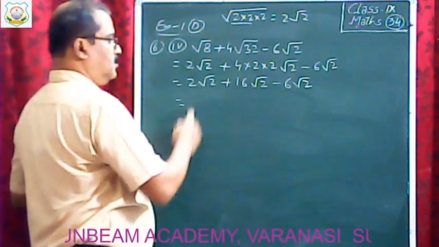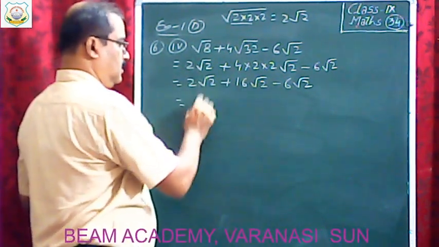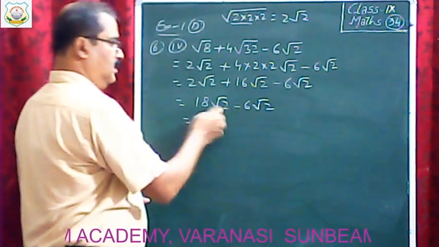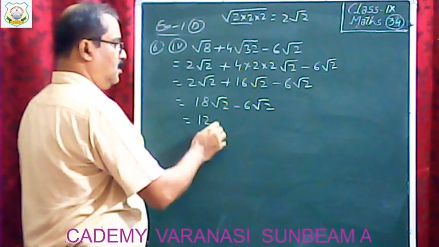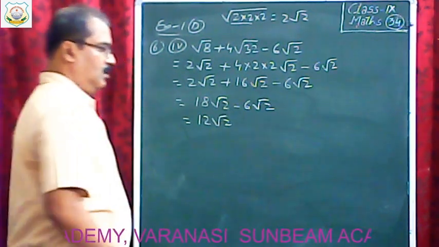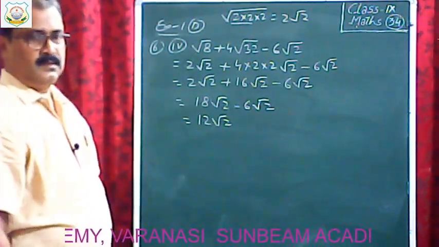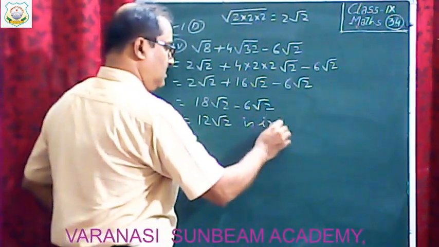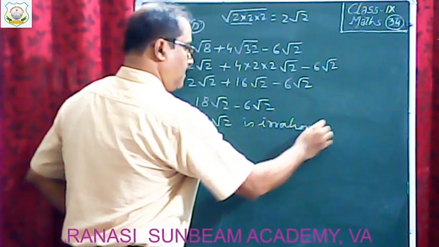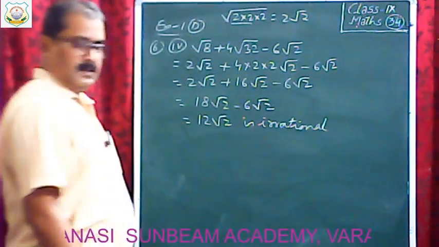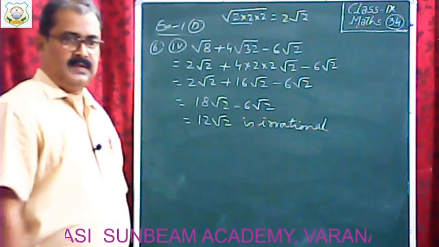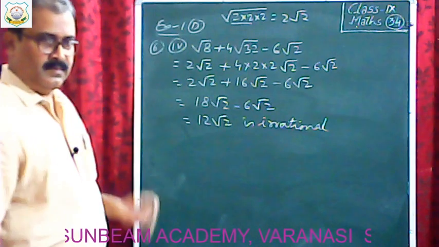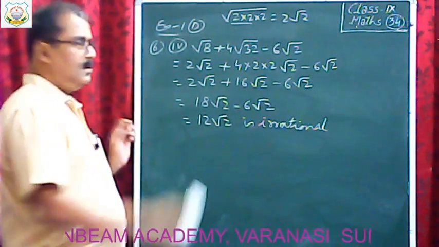So 16 plus 2, 18 root 2 minus 6 root 2. 18 root 2 minus 6 root 2, you get 12 root 2. The product of rational and irrational, always irrational, is irrational. Okay. In this manner, we have to examine after simplification. Done, everybody? Have you written?